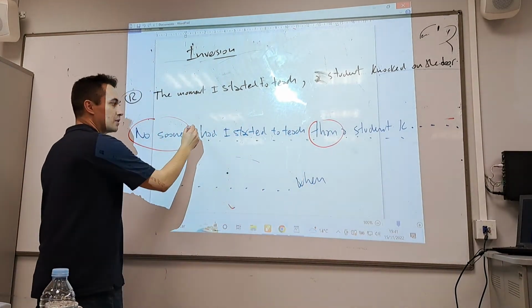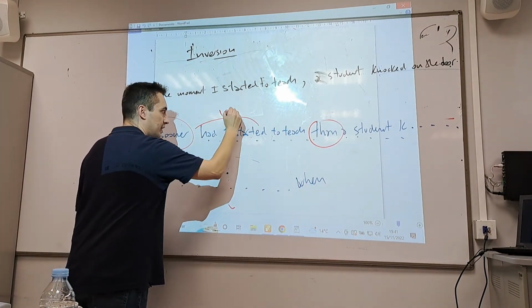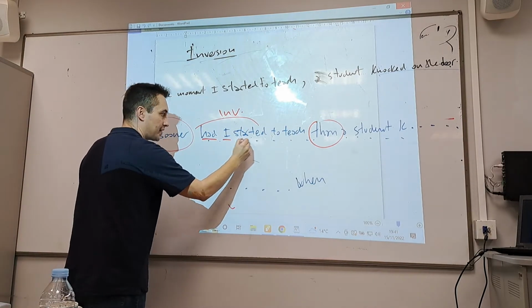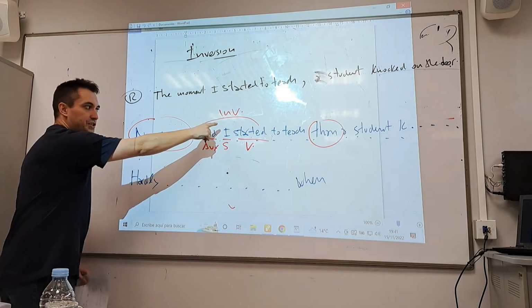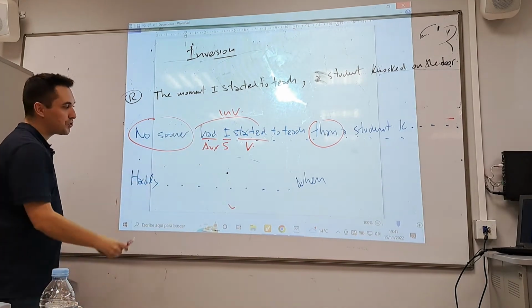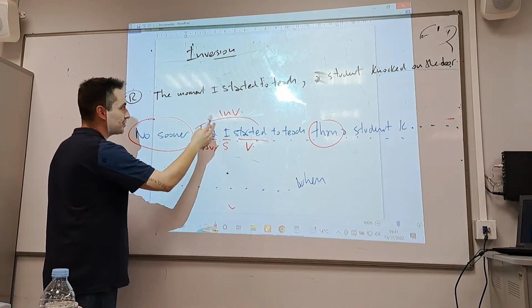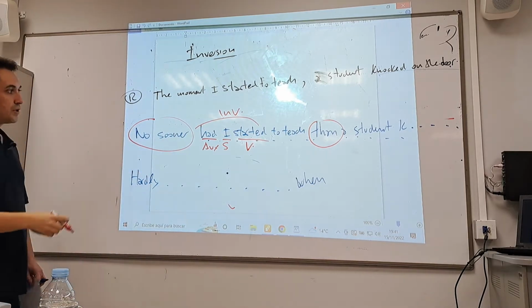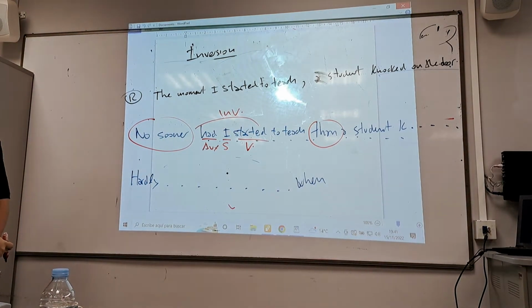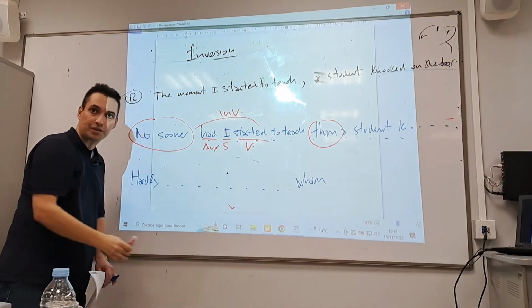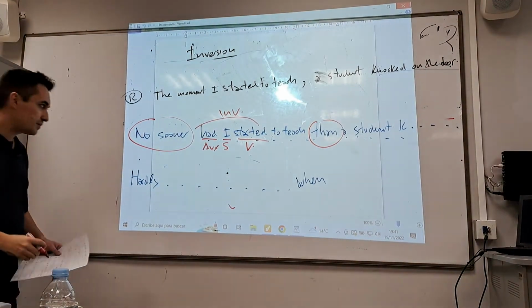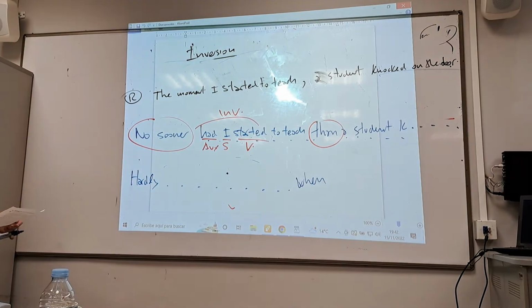And where is the inversion? Here. Inversion, because you have had I started. Auxiliary, subject, verb. This is the inversion. Had I started. You shouldn't say no sooner I have started. No. No sooner had I started or did I start. Did I start? I also accept it because that would be auxiliary subject. Yeah. No sooner did I start. Sounds better to me with this past perfect though.